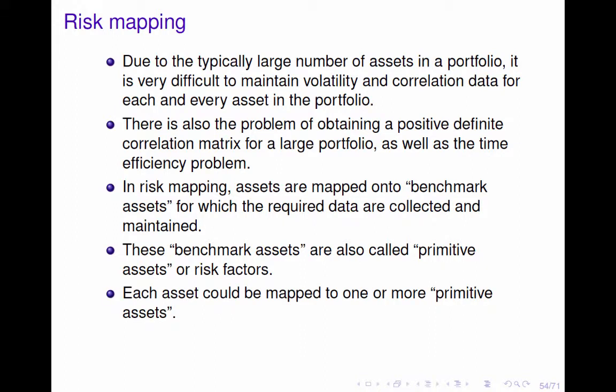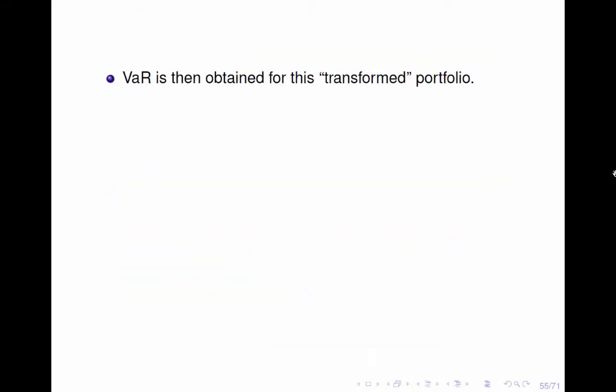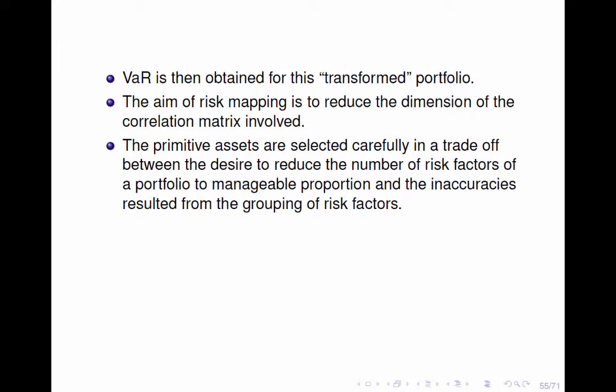Each asset in the portfolio could be mapped to one or more primitive assets. Thus, the original portfolio of asset positions is transformed into a portfolio of primitive assets. VAR is then obtained for this transformed portfolio. The aim of risk mapping is to reduce the dimension of the correlation matrix involved. The primitive assets are selected carefully in a trade-off between the desire to reduce the number of risk factors of a portfolio to manageable proportion and the inaccuracies resulted from the grouping of risk factors.